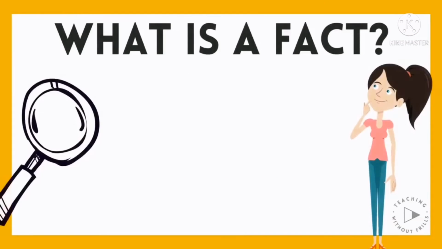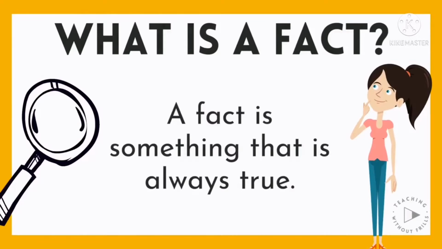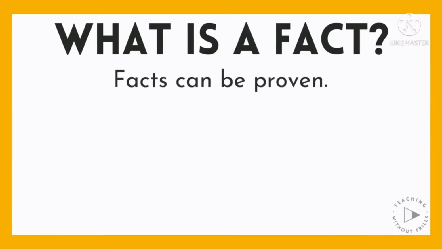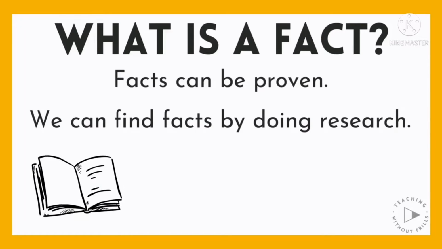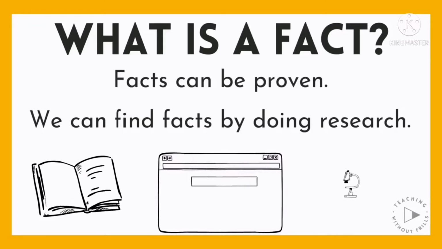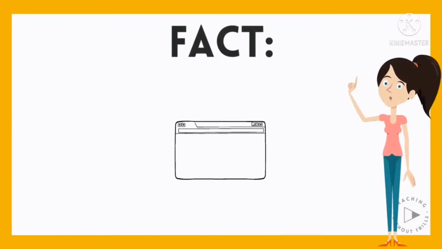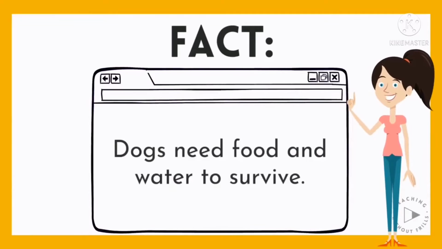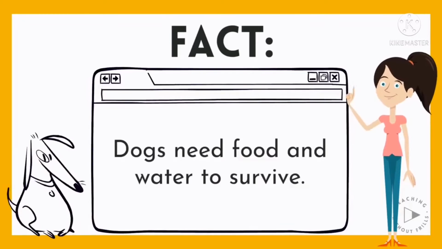What is a fact? A fact is something that is always true. Facts can be proven. We can find facts by doing research in books or on the internet, or we can even do research of our own. Here's an example of a fact. Dogs need food and water to survive. This is a fact because it's always true, and you can prove it by doing research.